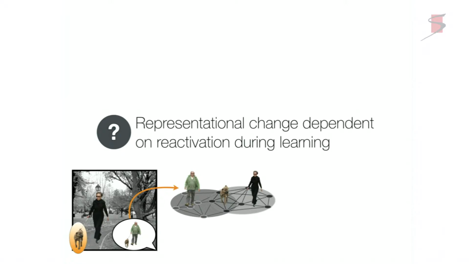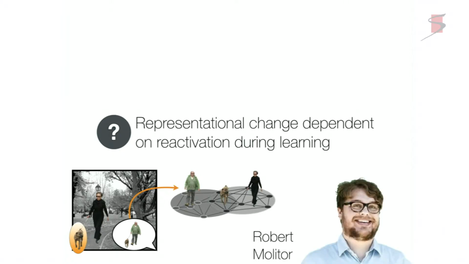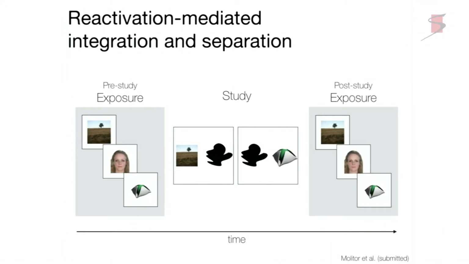And does that reactivation actually influence whether you form these integrated or separated representations? This is work by a current graduate student in my lab, Robert Moeller. He took a very similar approach to what Meg did, except we used slightly different stimuli. We pre-exposed a bunch of object, face, and 3D scene stimuli before they learned about overlapping associations, and they saw them again as individual stimuli at the end of learning.